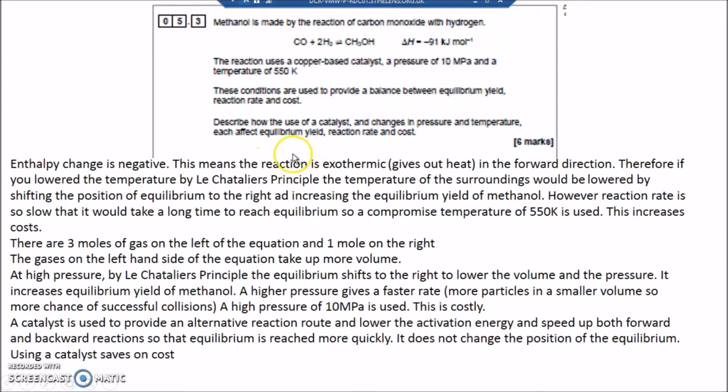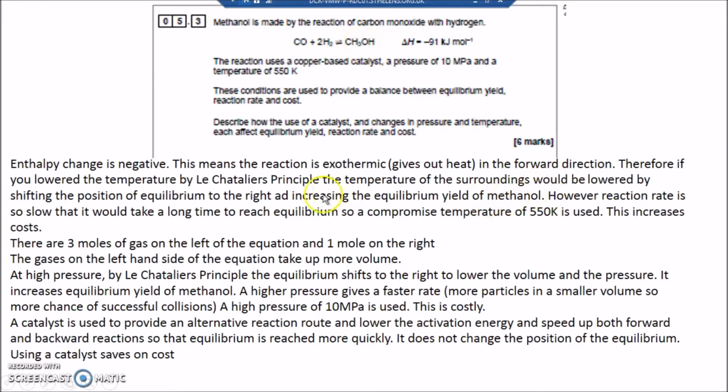Therefore, by Le Chatelier's principle, if you lower the temperature of the surroundings, it's going to oppose that change and try and increase the temperature. So by lowering the temperature, it's going to try and increase the temperature. How can it increase the temperature? Make more methanol, increase the equilibrium yield, or shift the position of equilibrium to the right hand side, because when you do so you make heat. So if you lower the temperature, then it's going to make more heat by shifting the position of equilibrium to the right hand side and make more methanol.